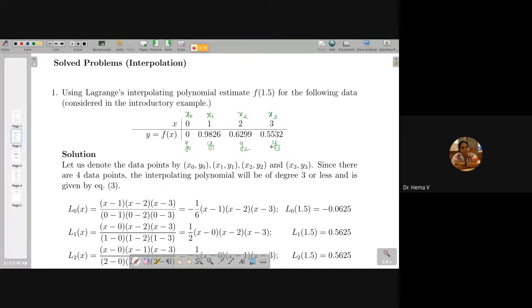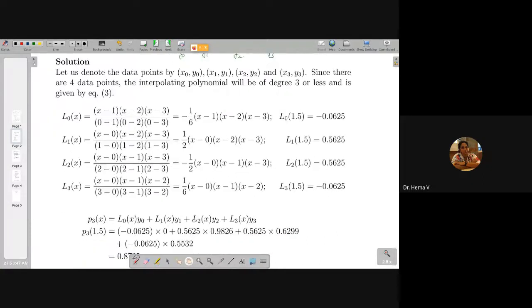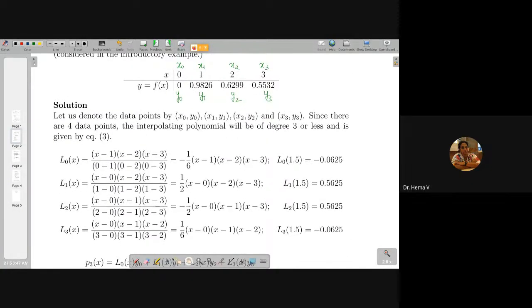Okay, now here we have, look at this, x0, y0, x1, y1, x2, y2, x3, y3. You have found all the data points. Since there are 4 data points, what is the degree of the interpolating polynomial? The degree of the interpolating polynomial will be 3 or less. Okay, so 3 or less. Look at this. So how will you find L0 of x?